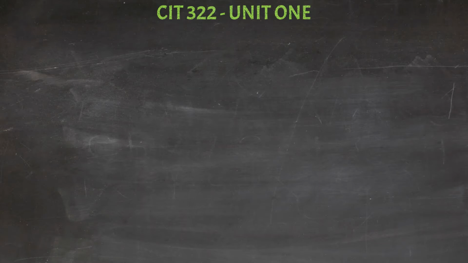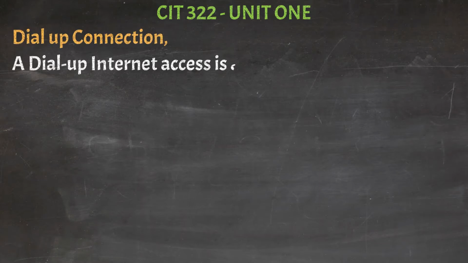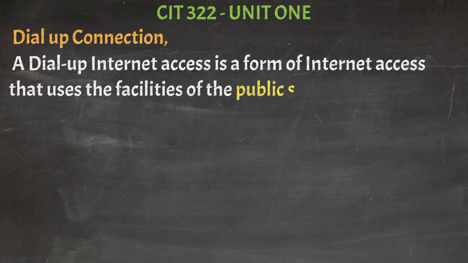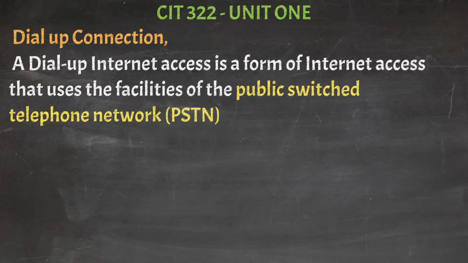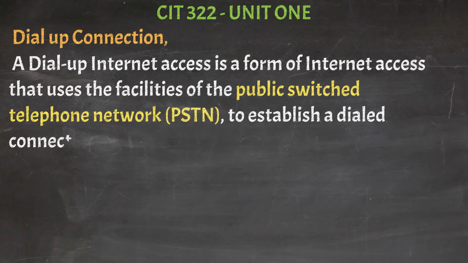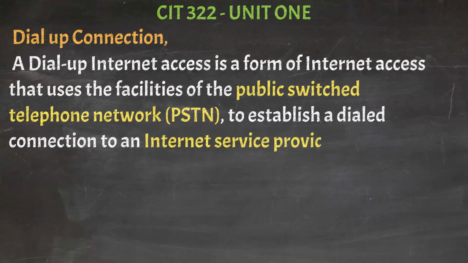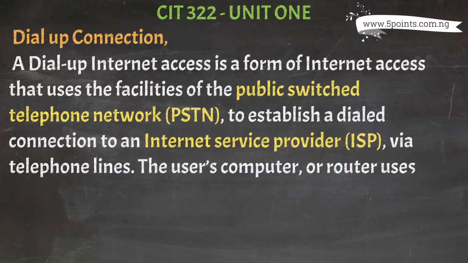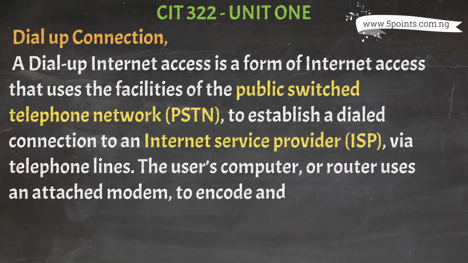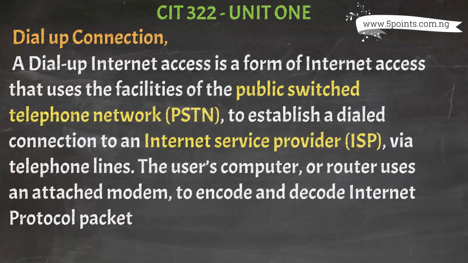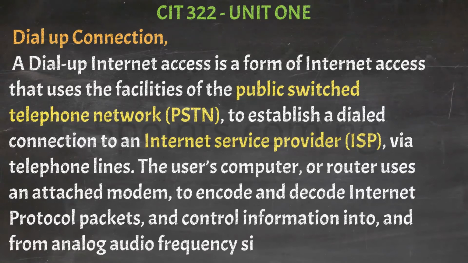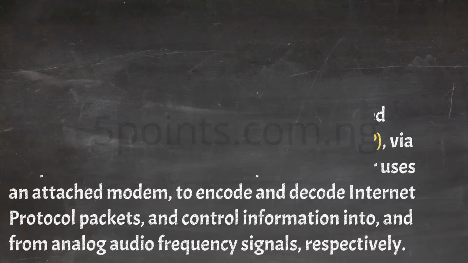Let us see how to connect to the Internet, using a dial-up connection. A dial-up Internet access is a form of Internet access that uses the facilities of the Public Switched Telephone Network, PSTN, to establish a dialed connection to an Internet Service Provider, ISP, via telephone lines. The user's computer or router uses an attached modem, to encode and decode Internet protocol packets and control information into, and from, analog, audio frequency signals, respectively.